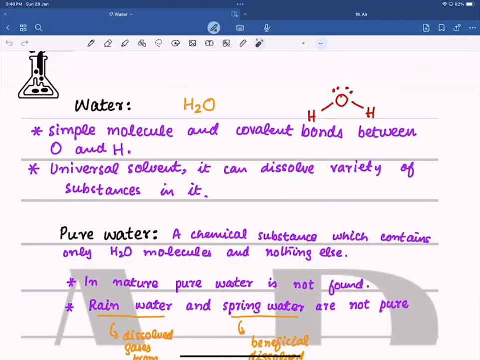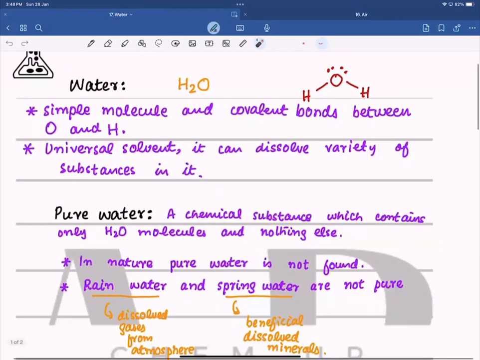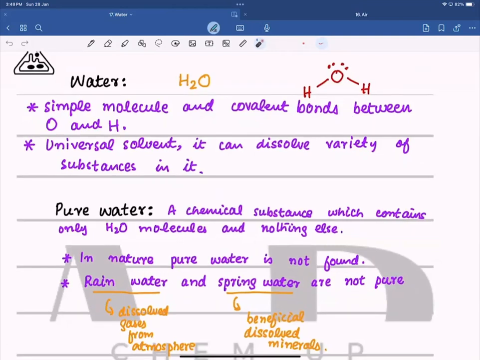For example, if we talk about rainwater, when it rains, the rainwater also dissolves the gases which are present in the atmosphere. If we talk about spring water, that spring water also has minerals dissolved in it. So neither is water pure. Okay, what do you think? Which water do we drink, is it pure?